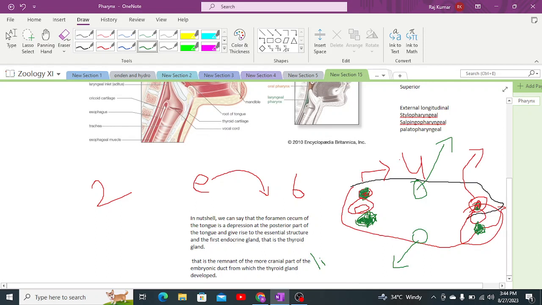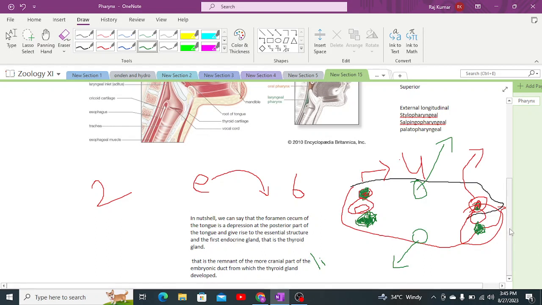Palatine tonsils because they are present over the palate, which includes the hard palate as well as the soft palate. Tubal because of the eustachian tube. Palatine because of the presence of the palate.